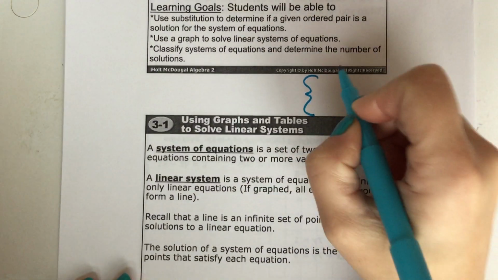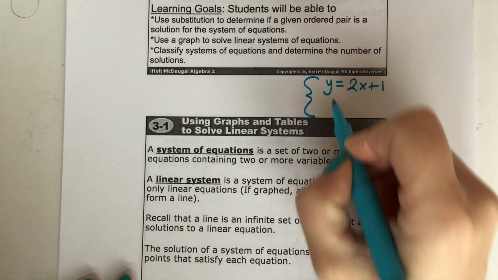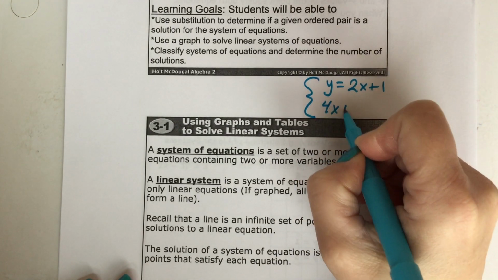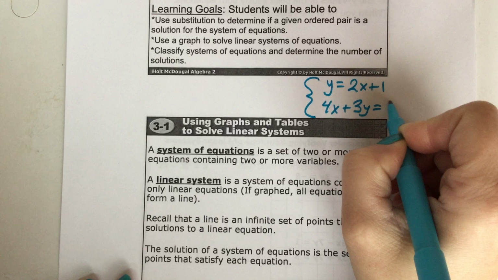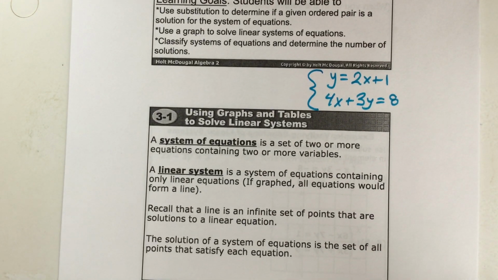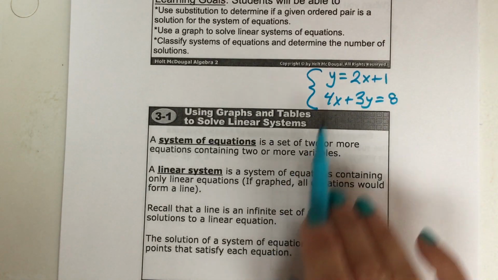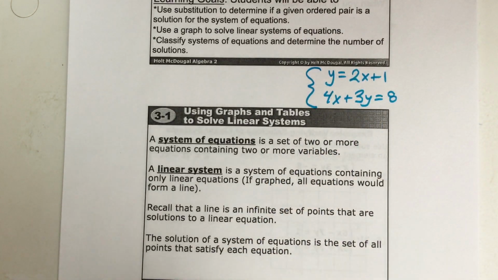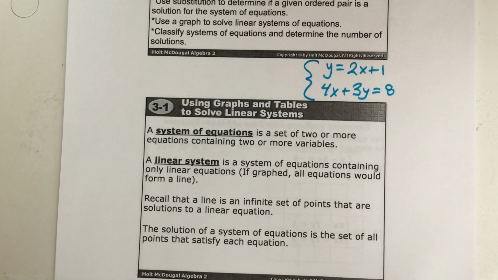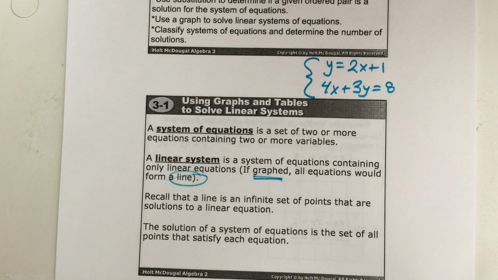Let's say I have y equals 2x plus 1 and 4x plus 3y equals 8. Now this would be considered a system of equations. I have two or more equations and each equation has two or more variables. We are working with linear systems, and what that means is that when we try to solve, if we graph them, everything is going to form a line.